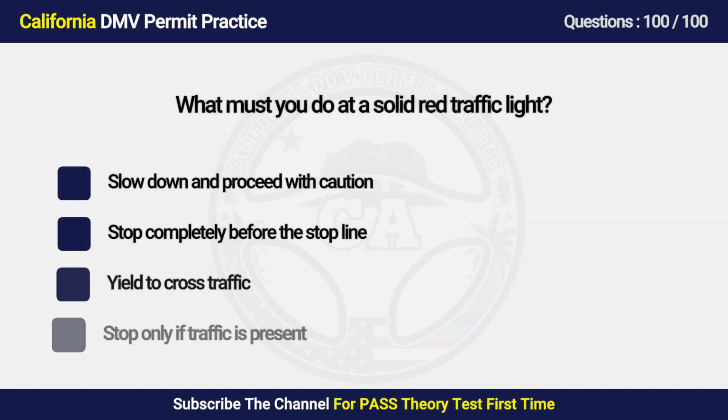Question 100. What must you do at a solid red traffic light? A. Slow down and proceed with caution. B. Stop completely before the stop line. C. Yield to cross traffic. D. Stop only if traffic is present.